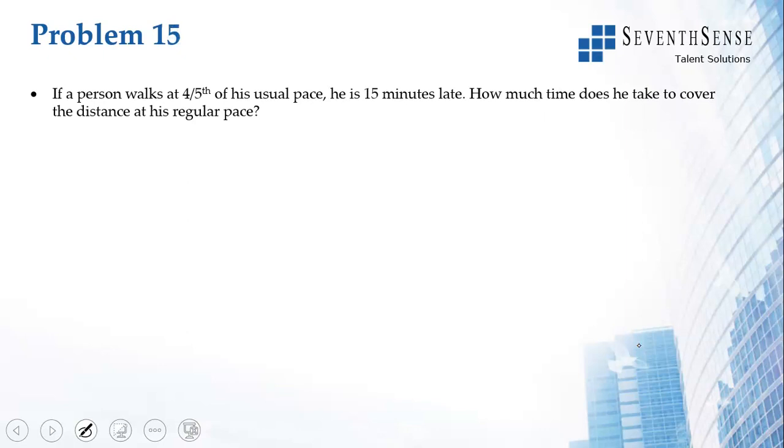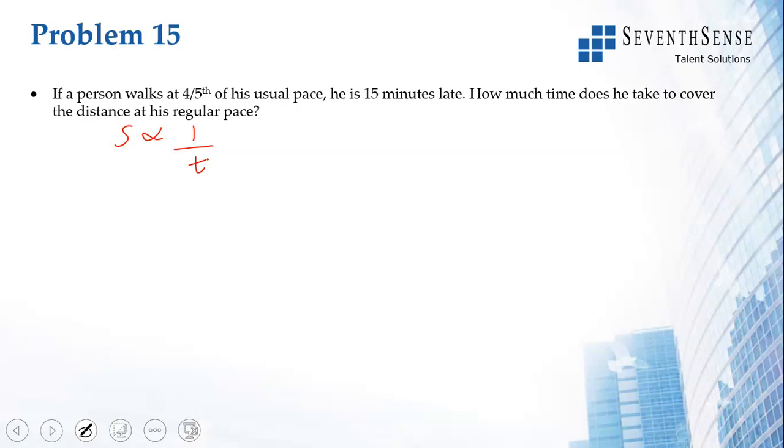If a person walks at 4/5 of his usual pace, he is 15 minutes late. How much time does it take to cover the distance if he is walking at his regular pace? One thing that you have to remember: speed is inversely proportional to time. For people who know what directly proportional and inversely proportional are, very good. For people who don't, what it means is if you increase the speed, the time taken to cover the same distance reduces. Or if you increase the time to cover a distance, it means your speed is lower.